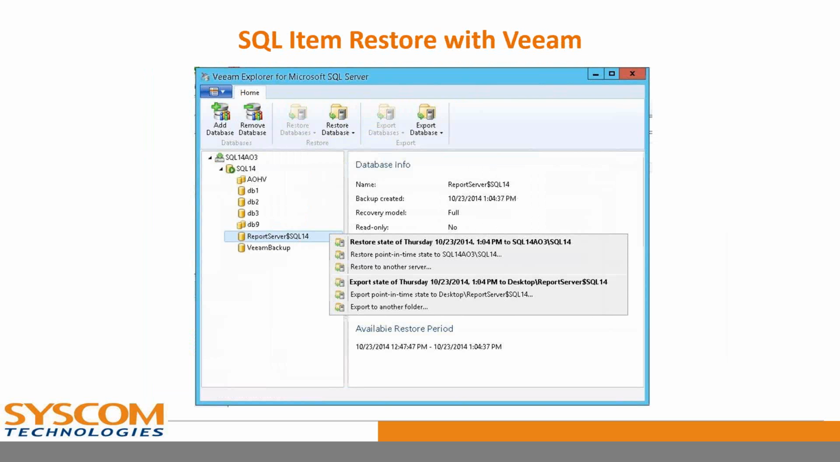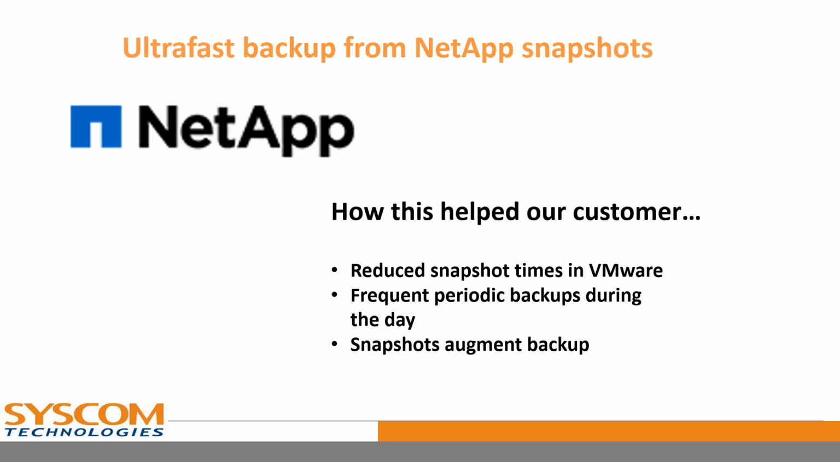You can restore these back to the original item. You can go back to points in time. You can restore them on another server. You can put them in a folder somewhere. So all of those combined with the NetApp snapshots give you some real flexibility throughout the day to be able to restore items. Again, you're going to keep your regular nightly backups, but you're going to augment those with the snapshot capability throughout the day.